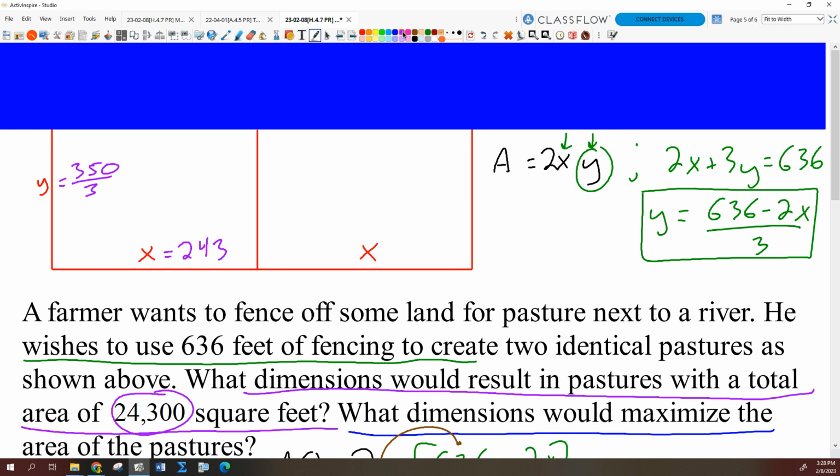Okay, what if we take the other one? What was the other one again? It was 75. Okay, so these will be the orange dimensions. If we let x equal 75, I'm going to get 636 minus 2 times 75, minus 150. So that's going to be 480? 480 divided by 3, that's 160? Oh, okay. 162. Okay.